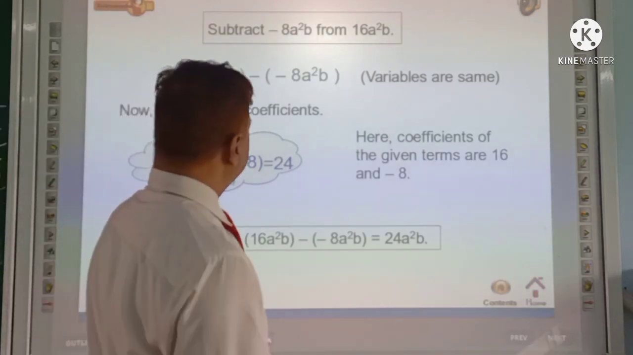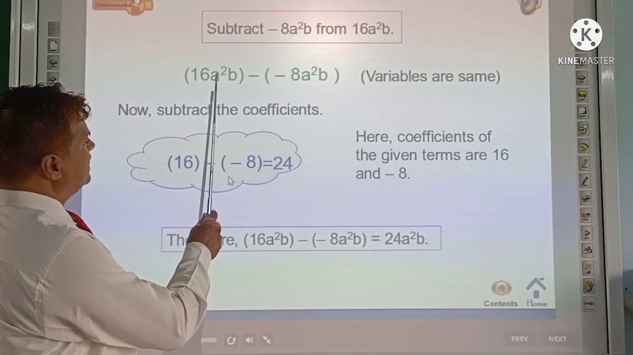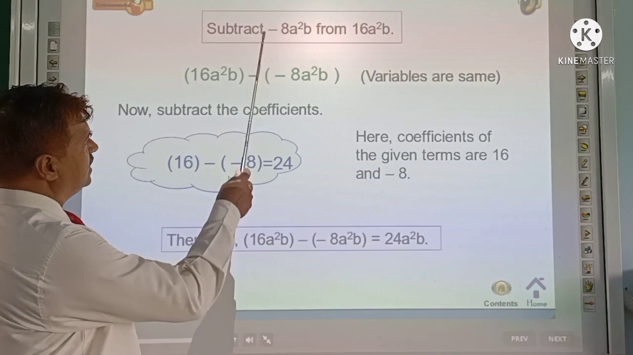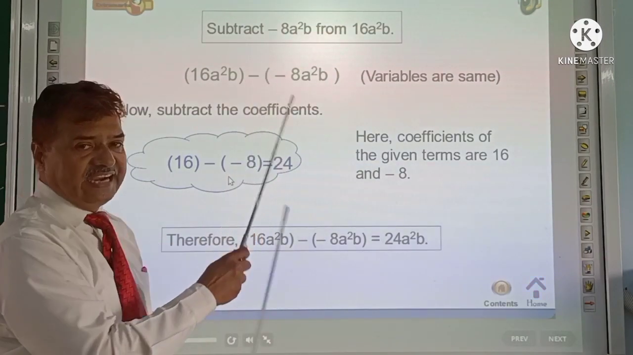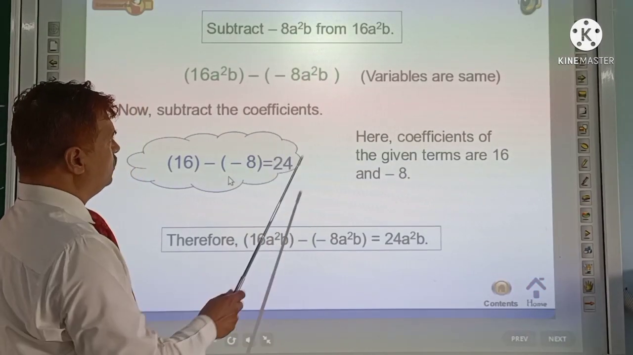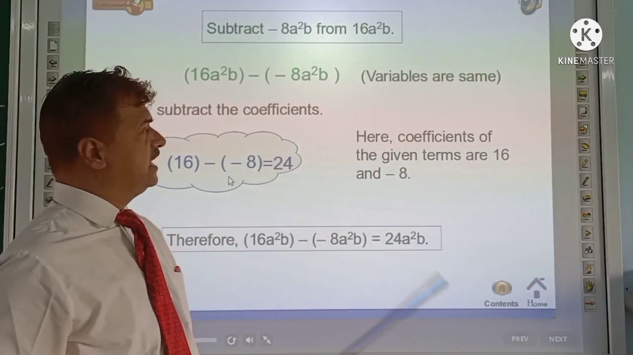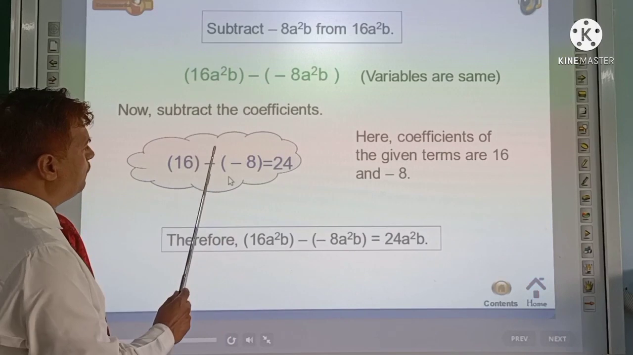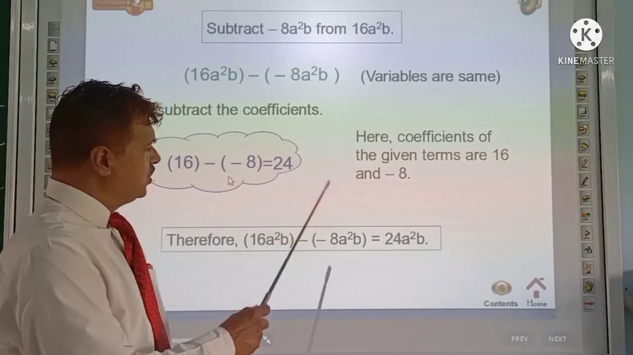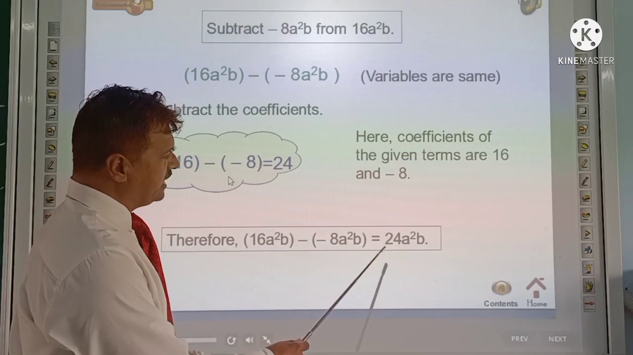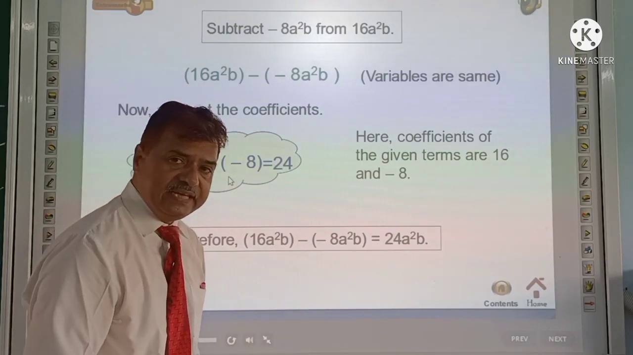Look everybody, in this question, 16a squared b minus, because this term is with negative, so we put here negative. The difference of coefficient is 16 plus 8, so the difference will be 24. So our answer is 24a squared b.